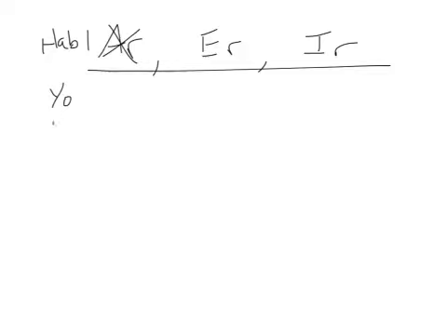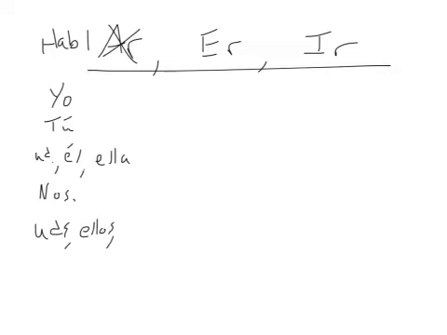Our subject pronouns are yo, tú, usted, él, ella, nosotros. Don't forget that you can't say nos, but you have to say nosotros, but you can write it out in nos. So nosotros, and then ustedes, ellos, and ellas.